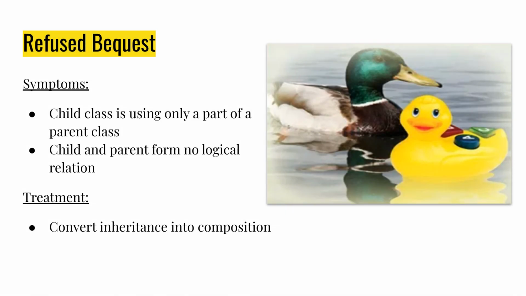Refused bequest is another code smell, which means that we have a class which basically fakes another class, which does what the other class does, but partially. It either does more than it and forms no logical relation, or it takes from the base class only a very little part of it. So in either case, it fakes it. It's an incomplete abstraction. When we cannot say about classes that one class is another class, then inheritance should not be used. So in those cases, we should split the classes and convert inheritance into composition.